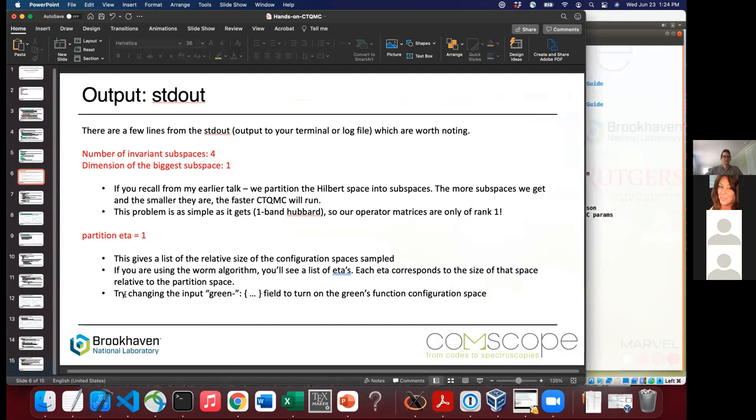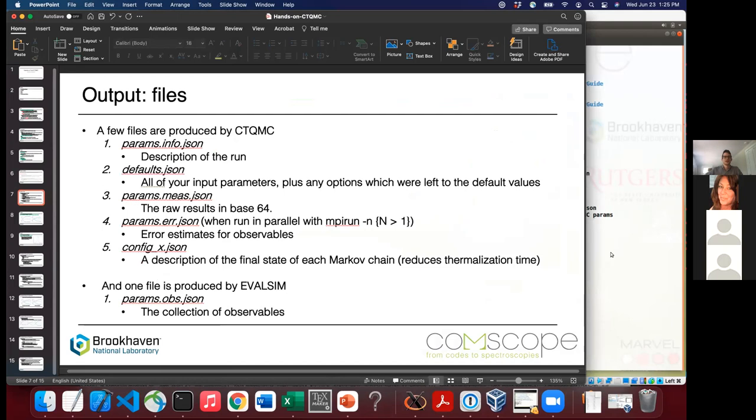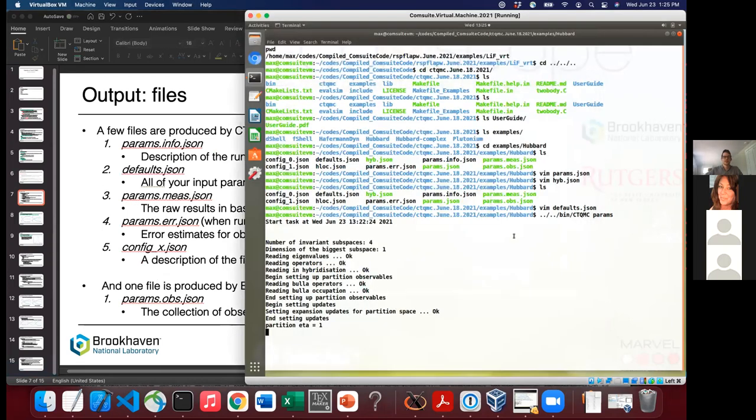So if you want to see what that looks like, you can try changing this input in the parameter file to green instead of green hyphen, and you can run. I should also mention, running it like this is just using one core. If you want to use two, you can do mpirun -n 2. Same thing. But it shouldn't really matter too much. For example, you'll just get some better results than the rest of us.